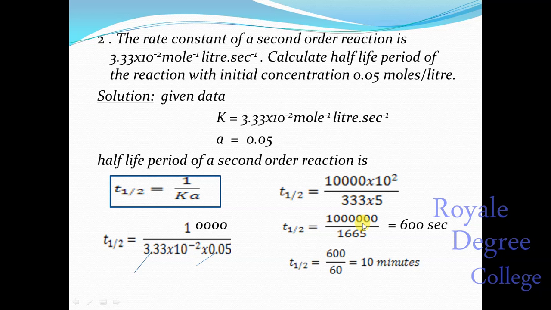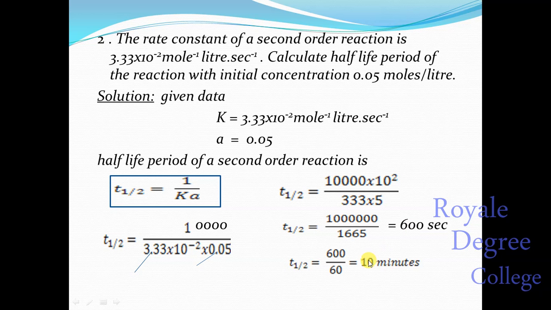Then 333 is multiplied with 5, so you will get 1,665. Both values we are going to divide. So you will get the half-life period as 600 seconds.